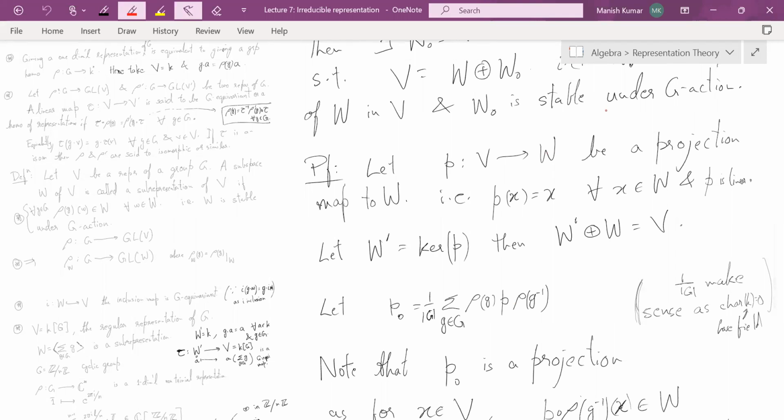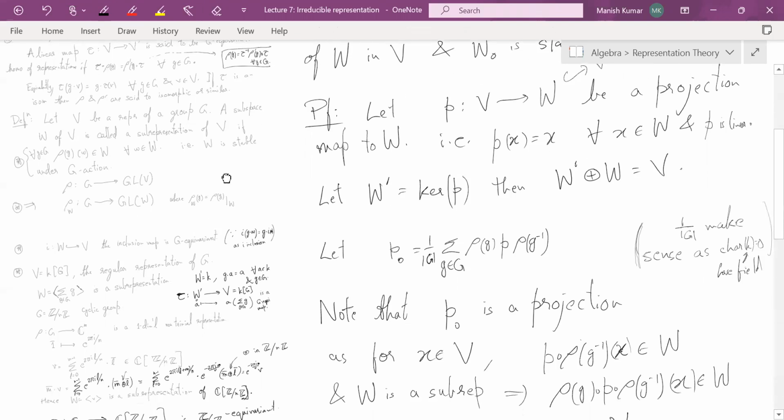I guess for projection, people also think of it as a map from V to itself such that the image is W. So there are many ways. Maybe projection means it is in V, so maybe I just want to keep it this way. Good. So P0 makes sense. It's an endomorphism of the vector space.